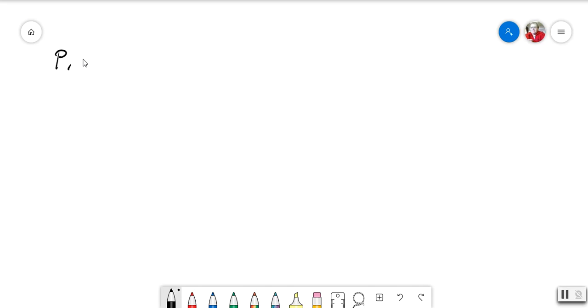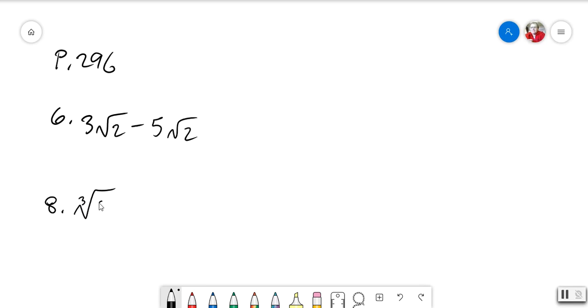We are on page 296. So I want to do a few example problems from that. Let's look at number 6, which says 3 square root of 2 minus 5 square root of 2. That's one example. Let's look at 8. The cube root of 5 plus the square root of 5. I'm sorry.